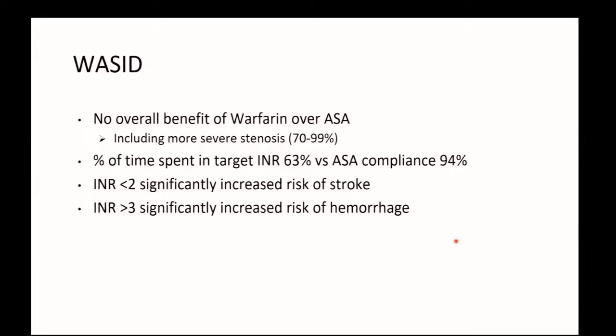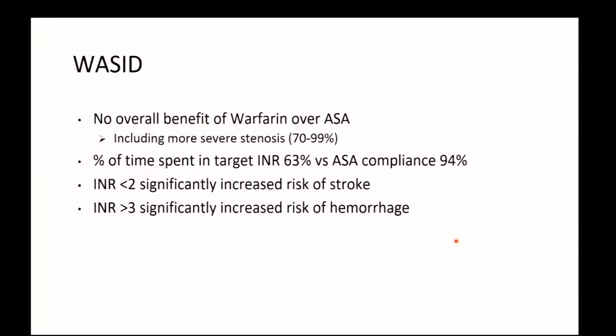So the WASID trial concluded that there was no overall benefit of warfarin over aspirin, and it almost killed the idea of using anticoagulation for ICAD, including no benefit in the more severe stenosis. People thought patients with more than 70% stenosis may benefit from warfarin over aspirin, but that proved not to be true after the WASID trial.